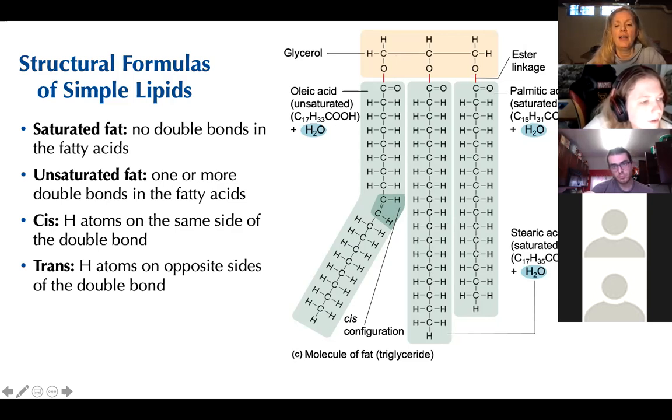And we call that an unsaturated fat when we throw in a double bond. It's called a cis fat when both of the hydrogens are on the same side of the double bond. But let's say if the hydrogen over here was on this side of the double bond, it would be called a trans fat. Okay.